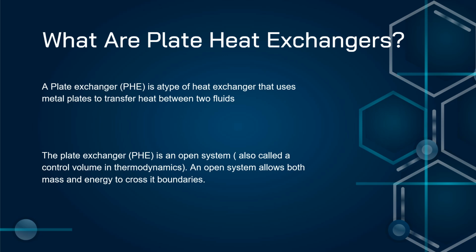Alright, now let's explain what plate heat exchangers are. So a plate heat exchanger is a type of heat exchanger that uses metal plates to transfer heat between two fluids. The heat exchanger is an open system. We all already know what an open system is. An open system allows both mass and energy to cross its boundaries.